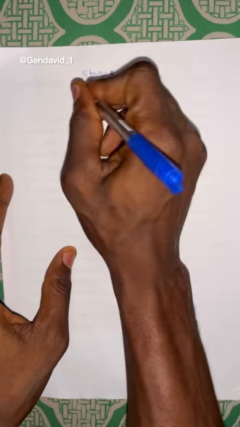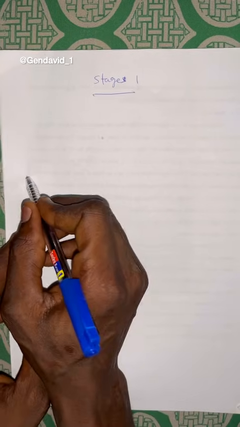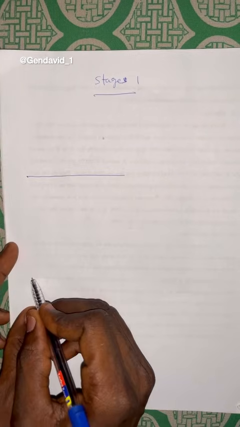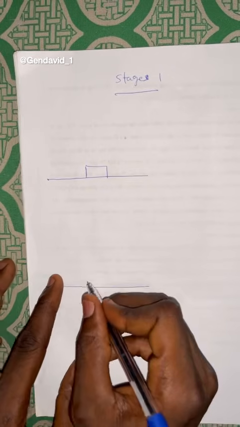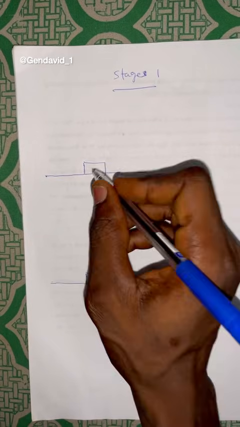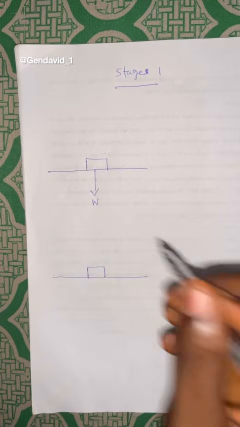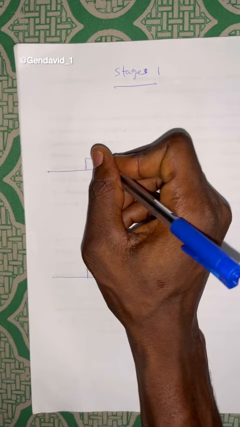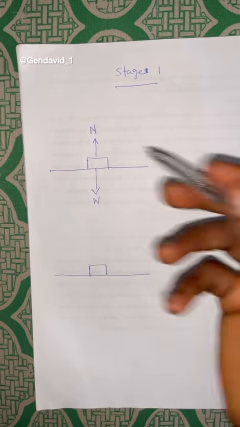Now, when you talk about stage one of this friction, I'm going to be drawing two things here. Check this. Let's say you have, I'm still on the horizontal, the mass of the body like this. The weight of the body is directed downward, as I told you, and the normal force is directed upward.